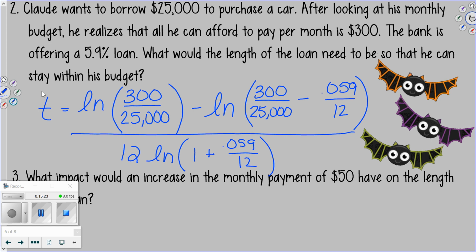Okay, so I'm going to do 300 over 25,000, close parenthesis, minus natural log again, and again it automatically opens up that parenthesis. 300 over 25,000 minus 0.059 over 12, close parenthesis. And on the bottom, we're going to have 12 natural log, it opened that parenthesis again, 1 plus 0.059 over 12.